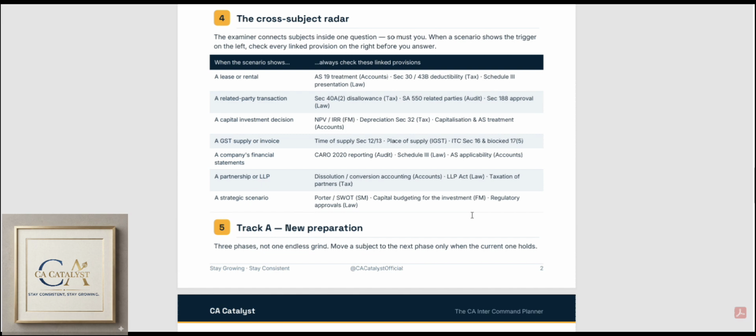For capital investment, it is NPV, and in depreciation, section 32 of the Income Tax Act would apply here. And capitalization and accounting standard treatment, what should be done for a capital investment decision, that you must write.